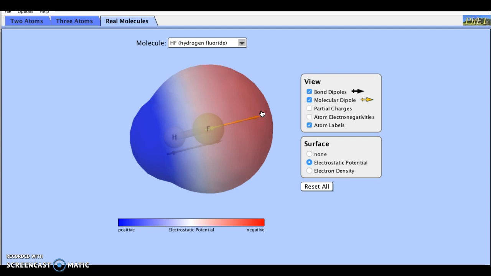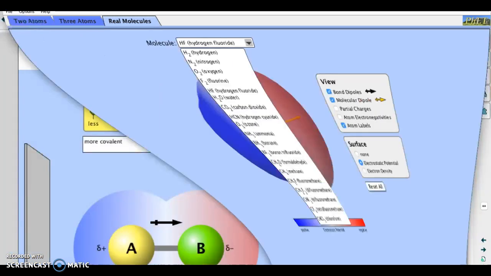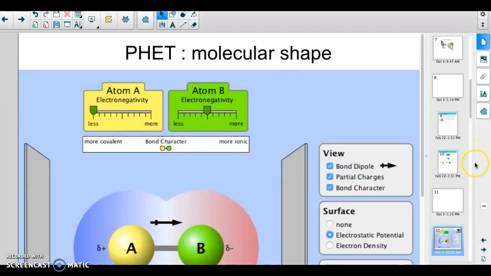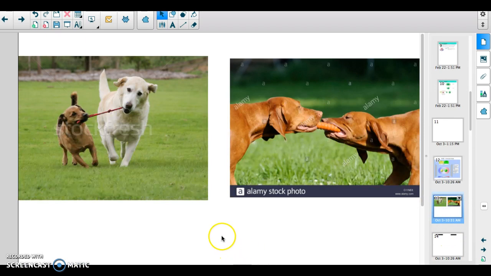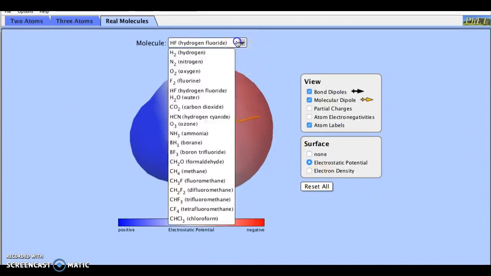So now I want to kind of look for themes. So what we're going to do is look at shapes. One thing that I do to explain this is I think about dogs playing in a dog park. Sounds silly, but my dogs are playing with some kind of a toy, and they're pulling on the toy. The toy would be the electrons. And you have to think about, will they pull equally and essentially go nowhere, or will one pull harder than the other? So if I go back to my PHET, and let's say I'm talking about methane.